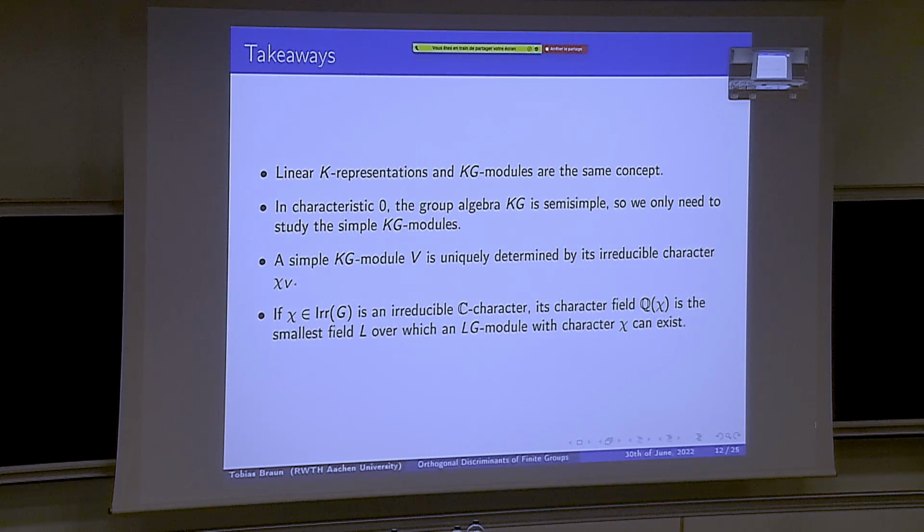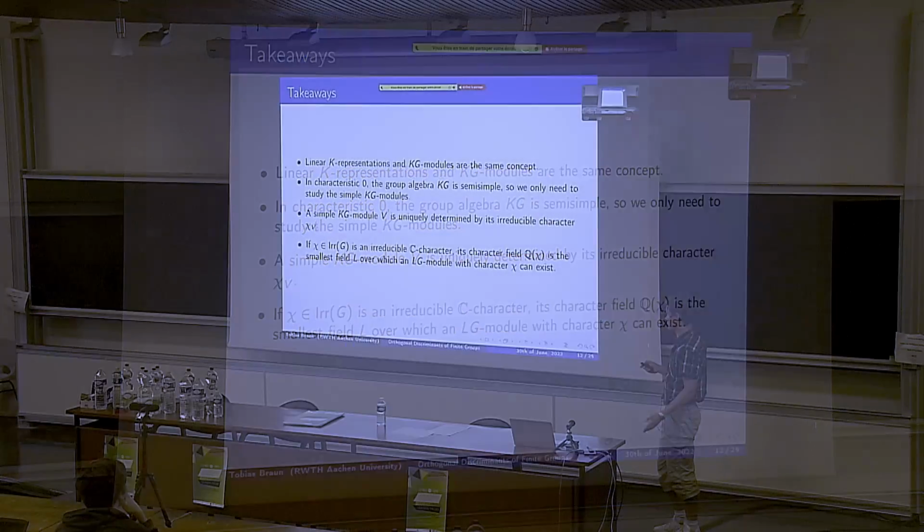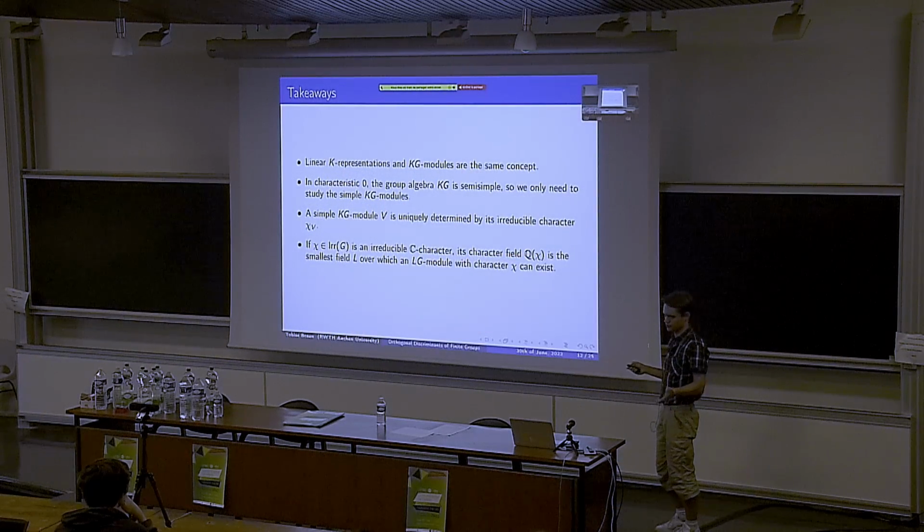Okay, takeaways. Once again, linear K representations and KG modules are the same concept. This is why I'm just going to switch between them when I need to. And in characteristic 0, the group algebra KG is semisimple. That was Maschke's theorem. And so we only need to study the simple KG modules, because it's a semisimple category. If we understand the simple objects, we understand all the objects.